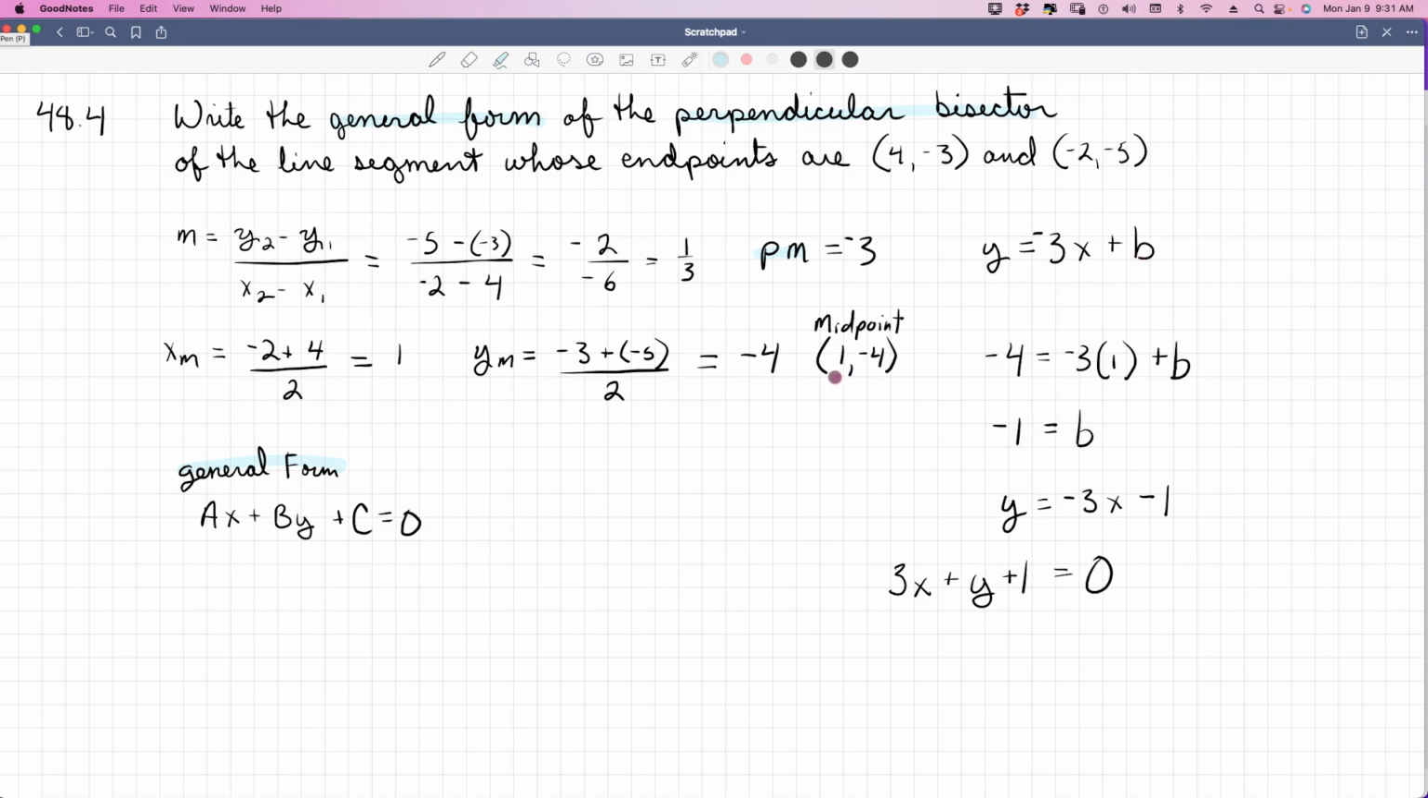Now to find the bisector, we have to have the midpoint. So now we do the midpoint using these points here. So -2 plus 4 divided by 2 is 1. That's our x value, and our y value is going to be -3 minus 5, which is -8 divided by 2 would be -4. So our midpoint of this line is 1, -4.